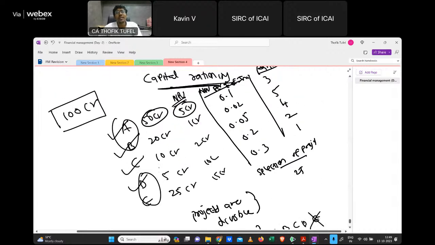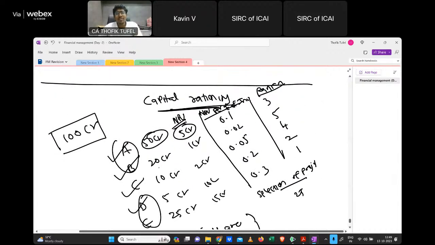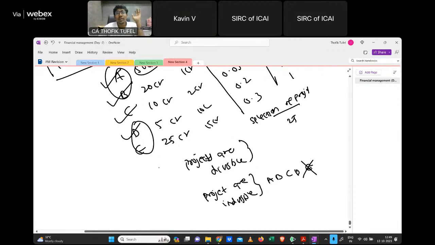Projects are divisible, now you can take part of a project. An indivisible example is a building. You cannot say I will only construct half a building because I'm having only that much money. Either you construct the full building or you don't construct a building. For divisible projects, say there is some order, I'm having a 25 crore rupees order, I can say I'm having only 10 crore rupees of investment, so I will supply only 10 crore worth of this. So you can take proportionate.